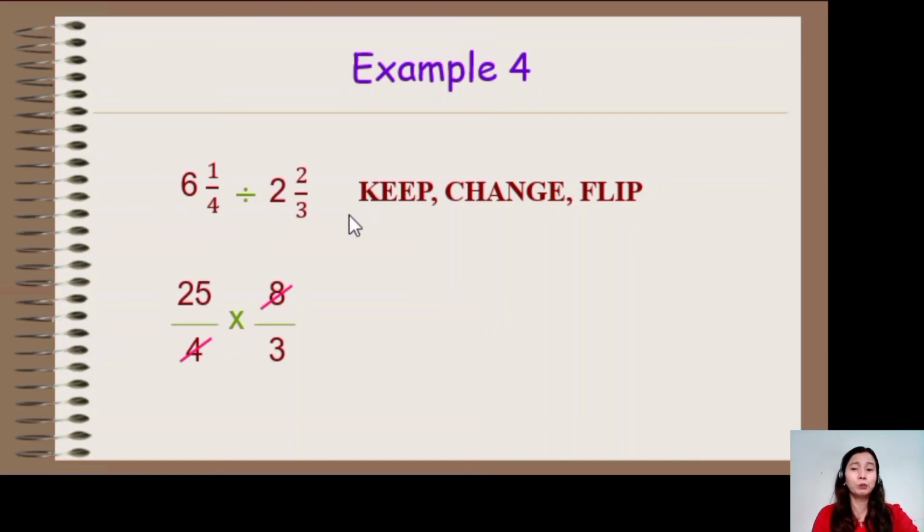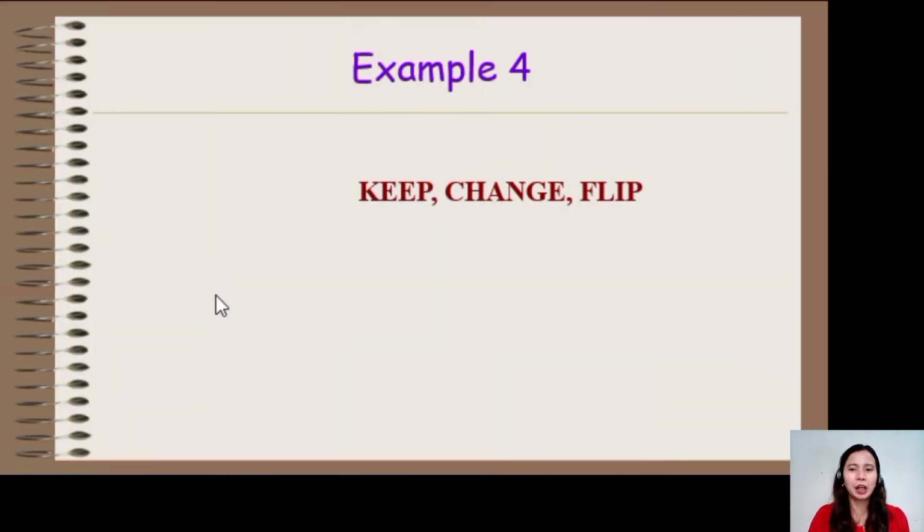Next. 6 and 1 over 4. Keep. But you must change this first into improper fractions. Again, paano na nga mag-change? 6 times 4, that is 24 plus 1, 25. Copy the denominator. Change the operation to multiplication, then flip. Okay, 3 times 2, that is 6, plus 2, 8. So, we have 8 over 3.